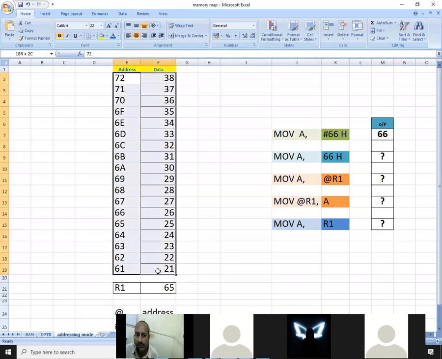Now it is important to see the left-hand side also. Move A, 66H.